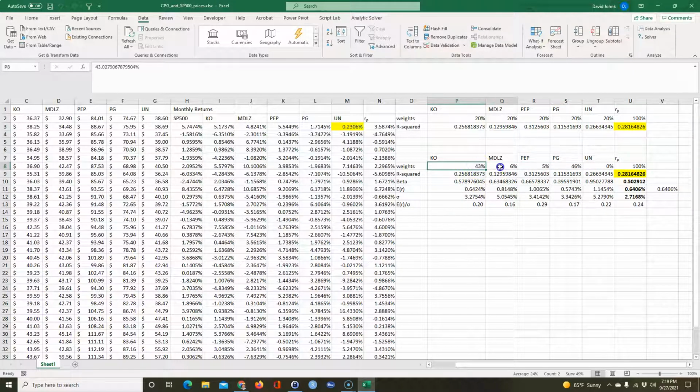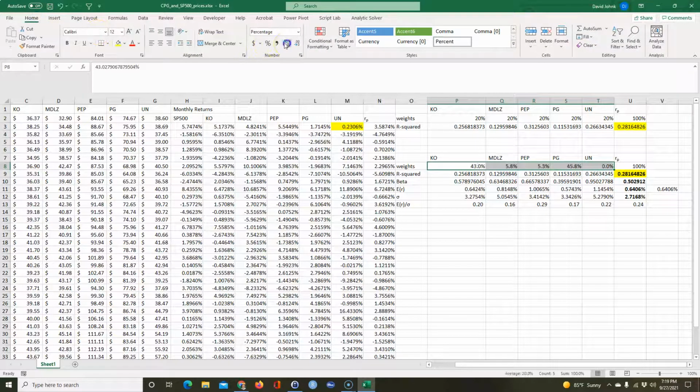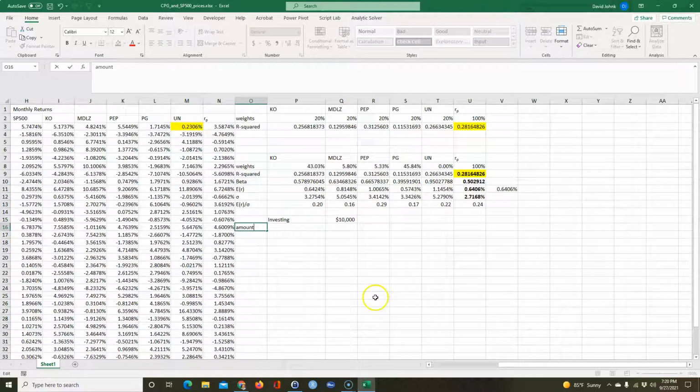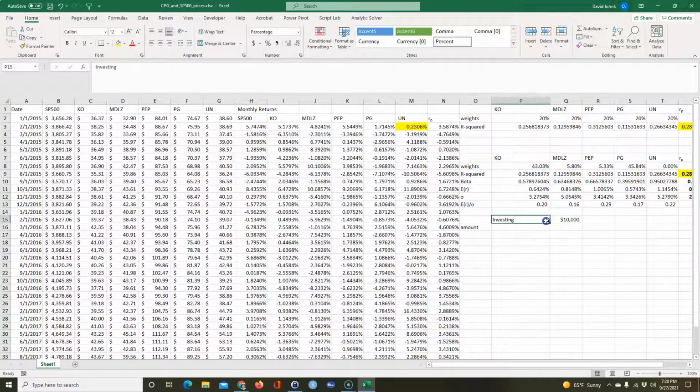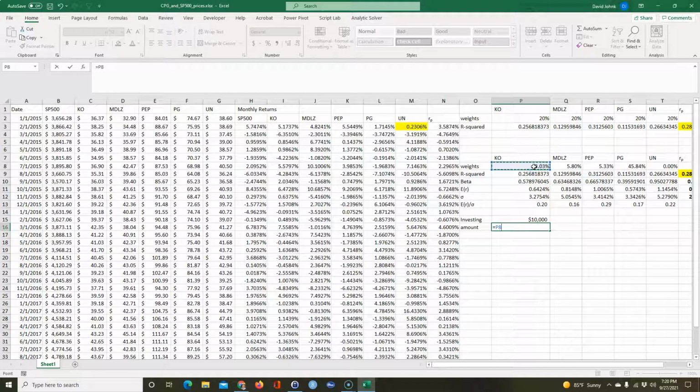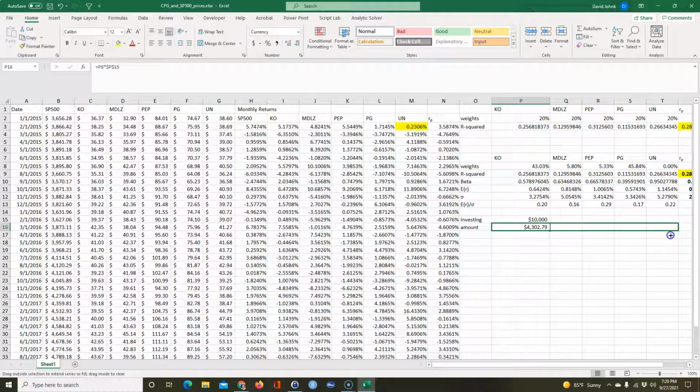So if we actually take this out a few places, let's say we're investing $10,000. I'm going to put the amount to invest over here. Let me move this over. We're going to invest $10,000. The amount we invest in each stock would be equal to that times that F4. So I would invest that amount of money of my $10,000 in each one of these stocks, and the number of shares.